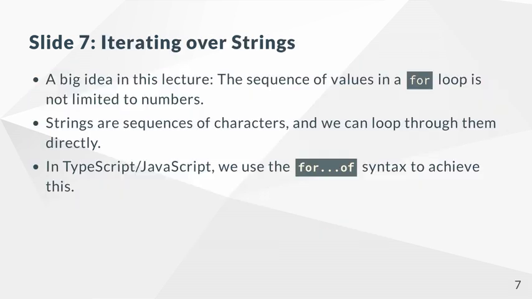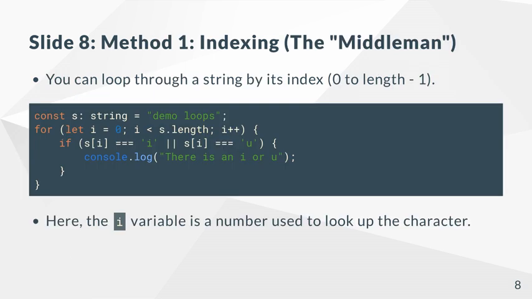This is a big conceptual shift. The sequence of values in a for loop doesn't have to be numerical. Since strings are essentially just ordered sequences of characters, we can loop through them directly. In TypeScript and JavaScript, we often use the for of syntax to achieve this, allowing us to interact with each character one by one. One way to iterate through a string is by using its index, ranging from 0 to the length of the string minus 1.